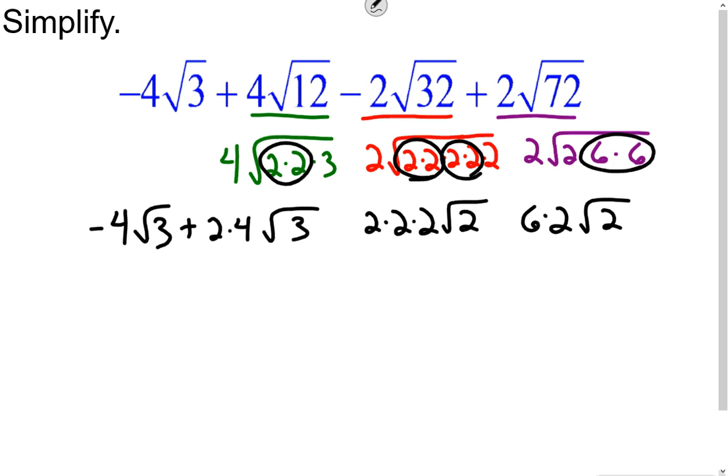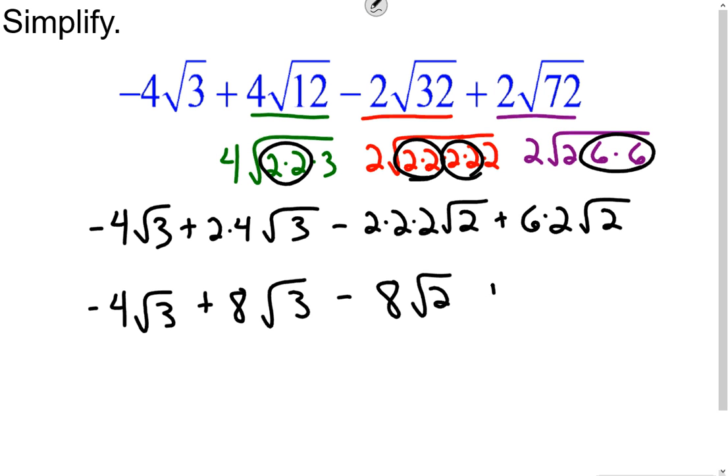This needs to be a plus, this needs to be a minus, and this is a plus. So now we're at negative 4 root 3 plus 8 root 3 minus 8 root 2 plus 12 root 2. Now I'm at the point where I can add and subtract my like terms, because I can see those two both have a root 3 in them, so those are like terms. And then I have a root 2 and a root 2. Those are like terms. So I can put these together.